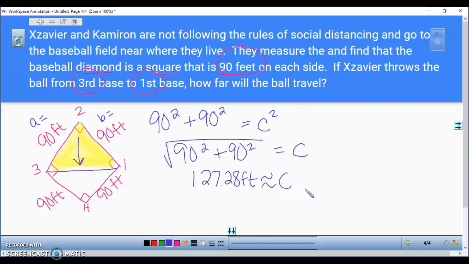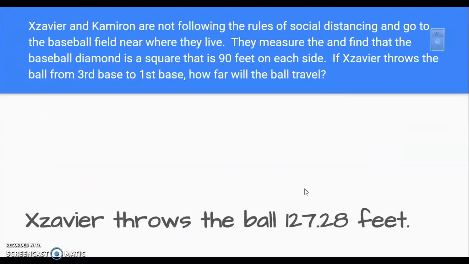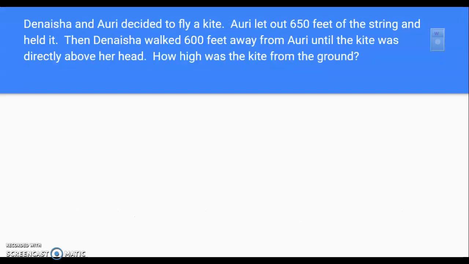So it is important to real life when we're designing these fields and we're building them. Remember, this is a word problem, so you need a word answer. So the answer is Xavier throws the ball 127.28 feet. And you could add to that and you could say from third base to first base.